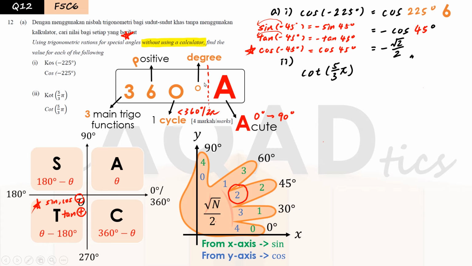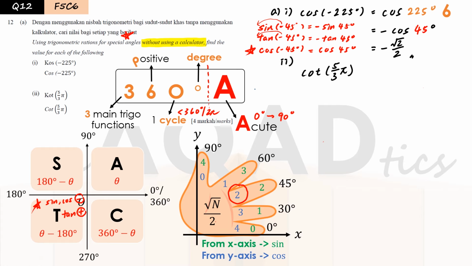Alright, so let's go to the second part and use back the same method, which is the 360 degree A method. The first part is to ensure the trigo value here satisfies the 4 criteria. The first criterion is 3, which means the function must be one of the 3 main trigo functions. If we see here, the trigo function is cotangent, which is not one of the 3 main trigo functions. So what we do is change it to either tan, sine or cos.